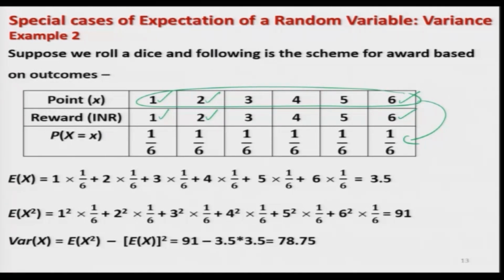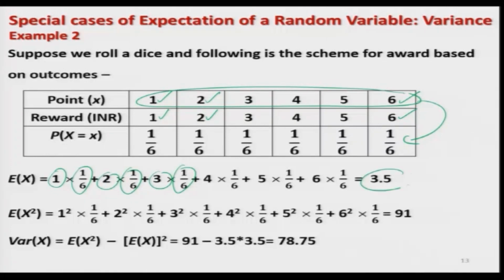So, now in this case we already had found the expected value of x, that means the reward and the probability. So, the reward here is 1 with probability 1 by 6, reward is 2 with probability 1 by 6, and similarly reward is 3 with probability 1 by 6, and so on.